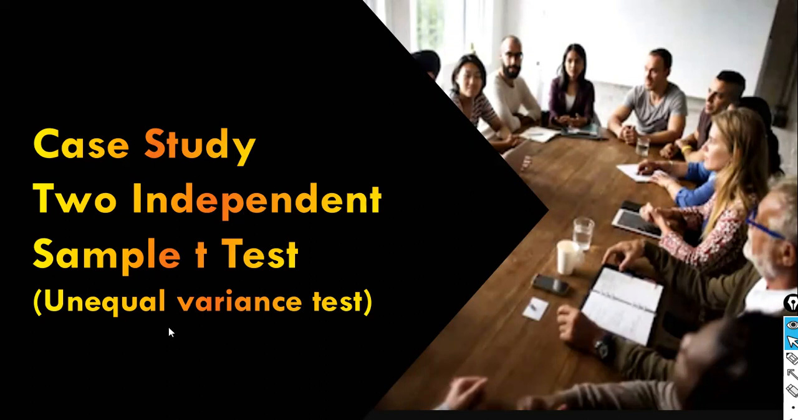But here the difference is that the variances are unequal. The population variances are not the same. Okay. So let's use a real world scenario from the retail industry to understand how this test works.